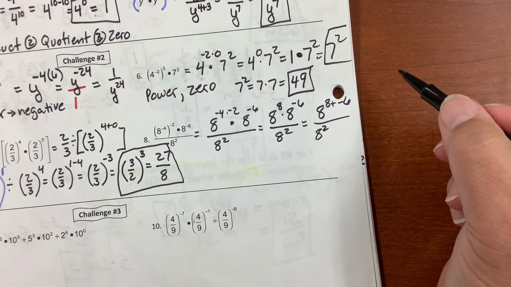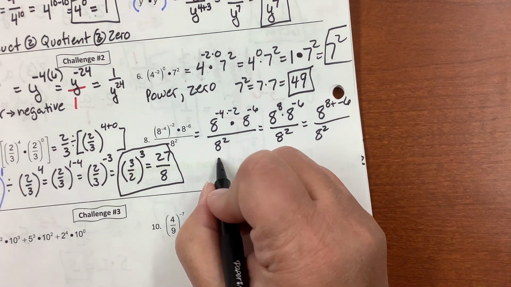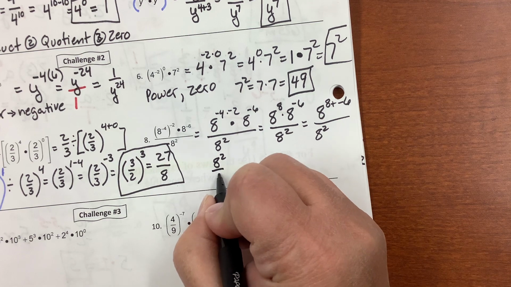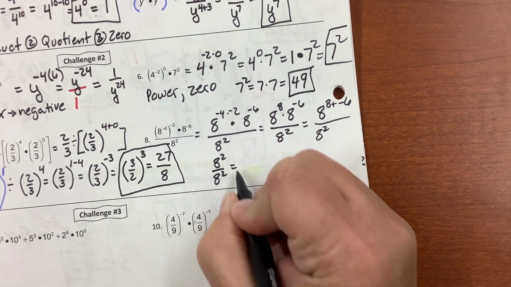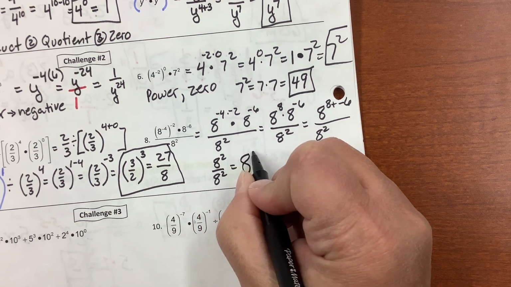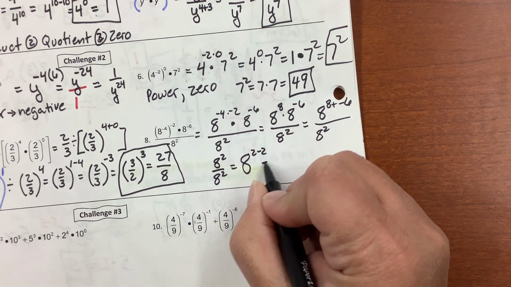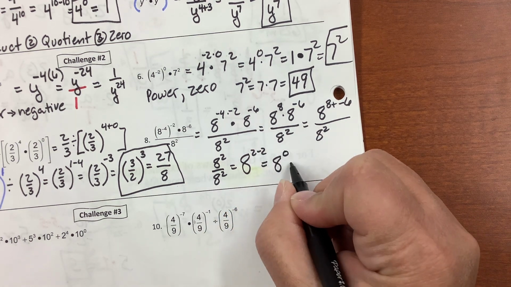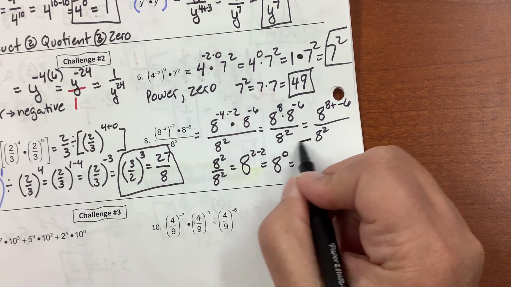Okay, keep the base, 8, and now add the exponents, 8 plus -6. And still keep that 8 squared on the bottom. Let's see, 8 plus -6 is 2, so now I have 8 squared over 8 squared. Subtract the exponents, keep the base, 2 minus 2, 8 to the 0 power, which is 1.